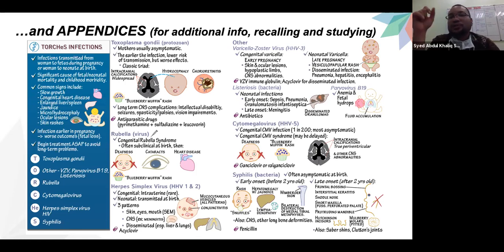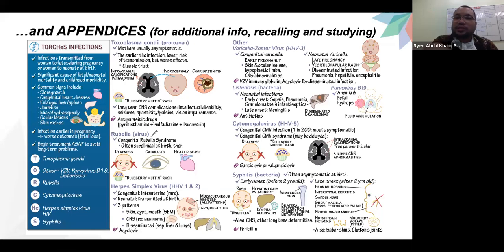But one thing you need to remember, treating all this TORCH is not easy. It's damn difficult. The only one that is easy to treat is actually HSV, because for HSV you can give acyclovir. But HSV can cause encephalitis and so on. Treating the others is difficult. Rubella is very difficult to treat. Rubella can cause blindness. And I've seen children with congenital rubella. I've seen several children with congenital toxoplasmosis. The child became cerebral palsy and blind as well. I've seen CMV infection. All these are very difficult to treat.